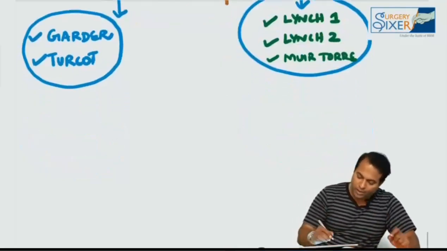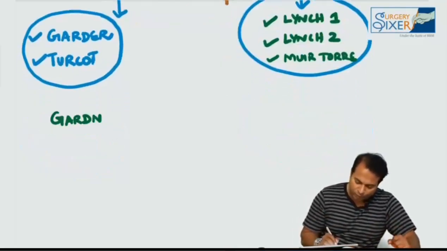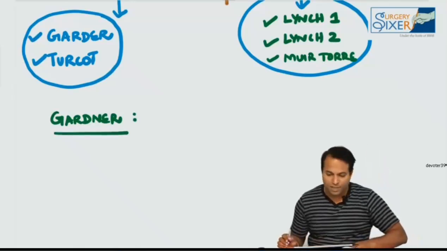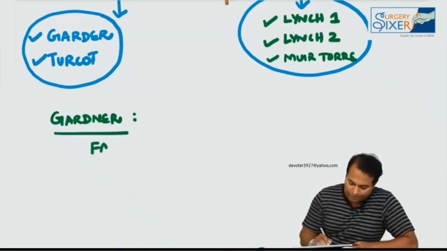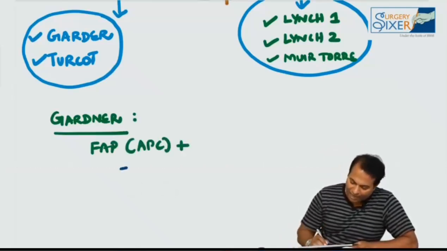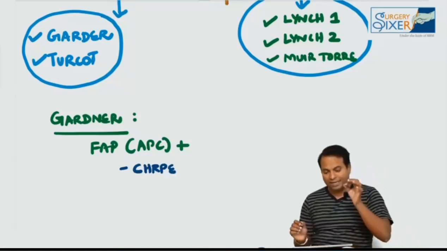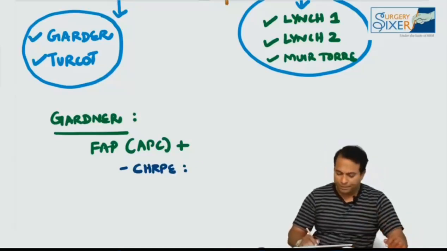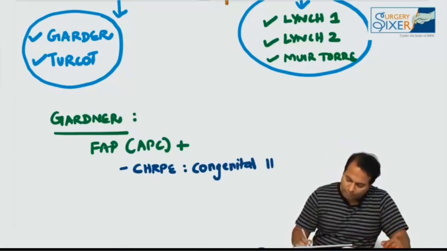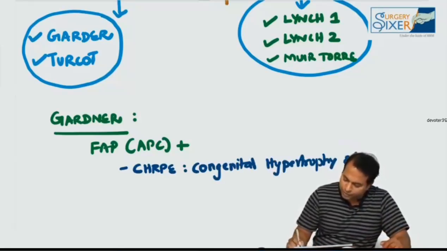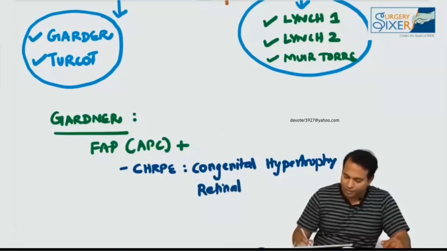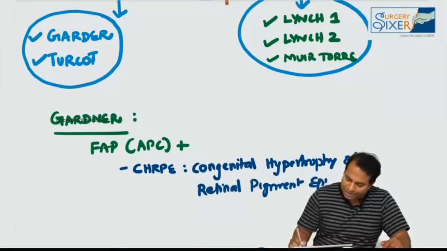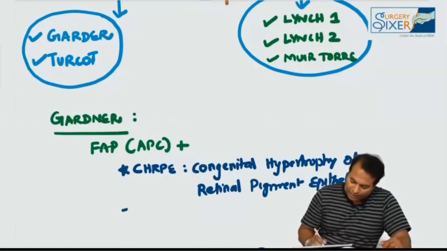So now let me tell you what Gardner syndrome is. Each syndrome, let me explain to you. All these are important for your exams from pathology, not from surgery but from pathology. So Gardner syndrome is FAP, familial adenomatous polyposis, APC gene mutation, associated with the following. They will have associated CHRPE. A very common extraintestinal manifestation is CHRPE. What is CHRPE? Congenital hypertrophy of retinal pigment epithelium.